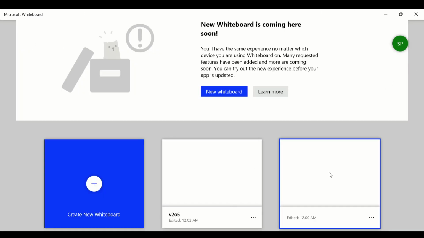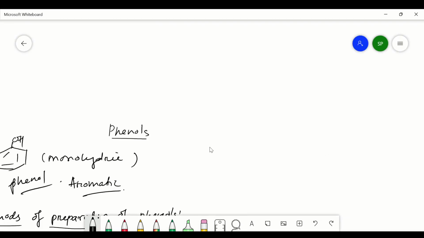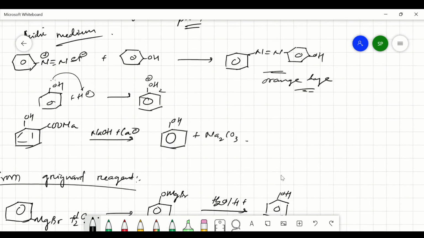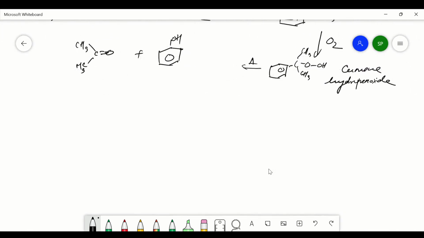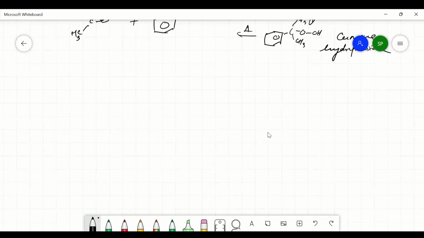Next, after the preparation, we'll see the physical and the chemical properties. The physical properties.